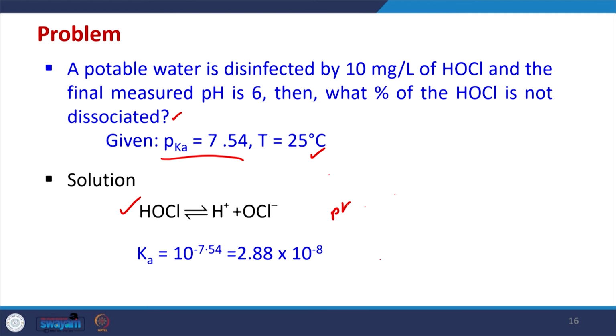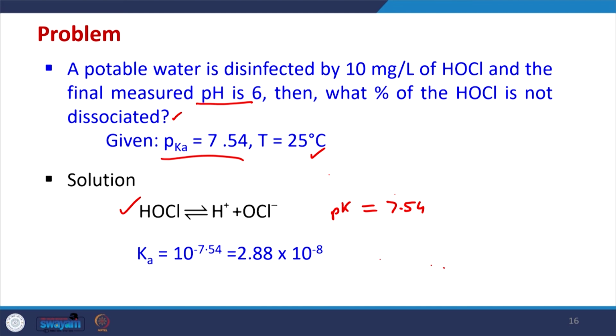The pK value of this particular equation is 7.54, which is available from the literature. We can find it out experimentally also; there are many techniques for that. This is already reported. So we have to find out how much HOCl will not dissociate if we are adding HOCl at 10 milligram per liter at pH 6. This is the question that has been asked.